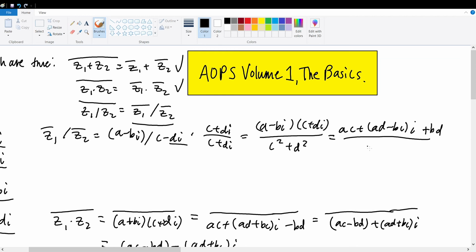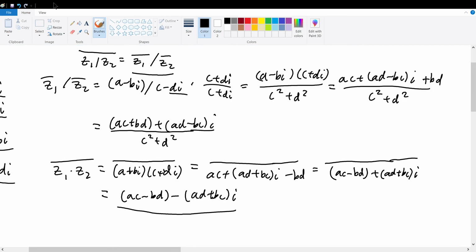So now we can divide that by c squared plus d squared. We can group the imaginary and real numbers together to get a completely simplified form of ac plus bd plus ad minus bc times i, divided by c squared plus d squared. So this is the evaluated form of the conjugates of z1 and z2 separately.